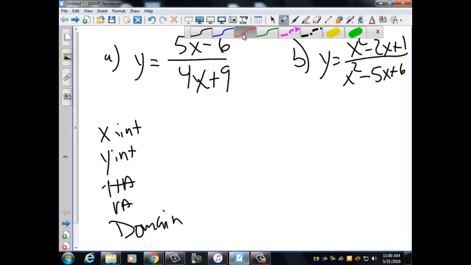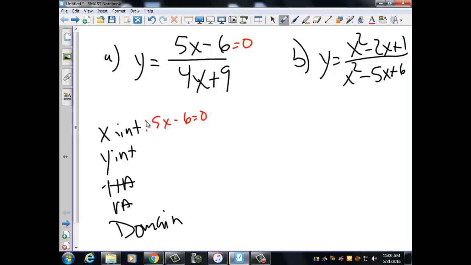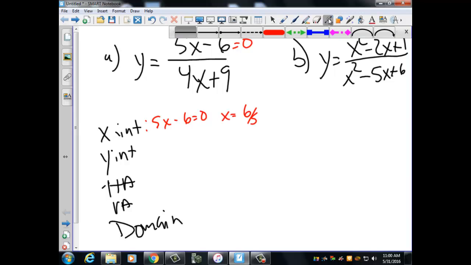To find the x-intercept, you need to set this top piece equal to 0. So 5x minus 6 is equal to 0, and you'll get x is equal to 6/5. You can do that by simply moving the 6 to the other side and then dividing by 5.